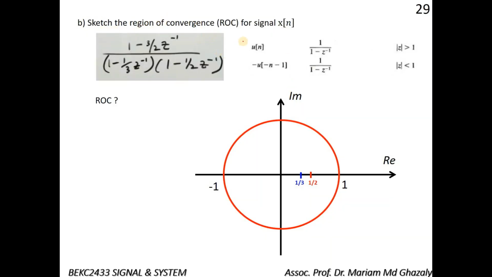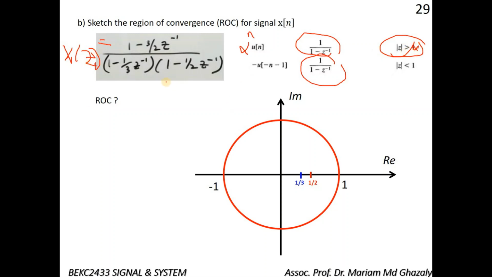The second one is to sketch the region of convergence for signal xn. Just now you found the exact value for this equation, 1 minus 1 over 3 z minus 1. Okay, so it can be either this one or this one, right? But wait, refer back to your original equation. The original equation just now was alpha n un, which is this one. So the region you need to take is z more than 1, or z more than alpha.